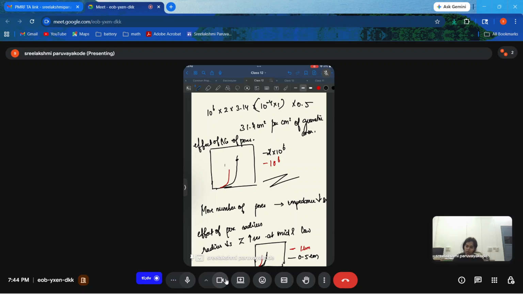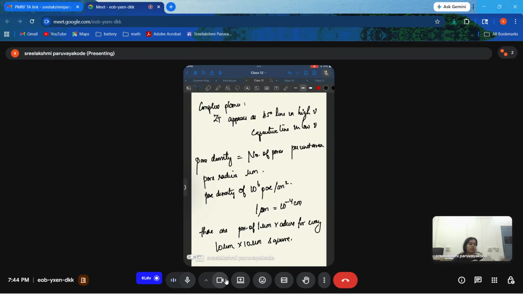Okay, so this is how we can derive the expression for the porous and the non-porous electrode, and how their impedance is related to the pore radius, the area, and the number of pores actually.